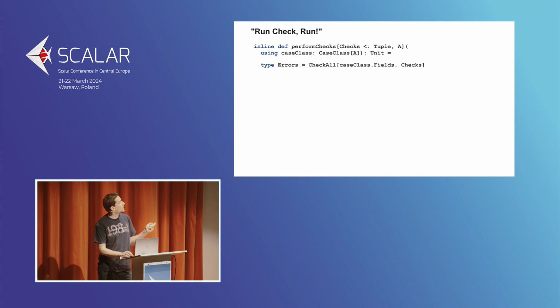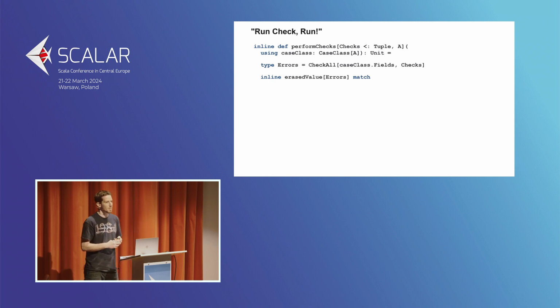And so we then apply all the checks as a type. But now we have a type, a possibly empty tuple or a non-empty tuple of errors, and we have to do a value level decision over this tuple. And so the question is, how do we go back from the type level down to the value level? Luckily, there's a built-in function for it called erasedValue, which creates a dummy value from a type that we can match on. We can't use that value, but we can just deduce its type and use it.